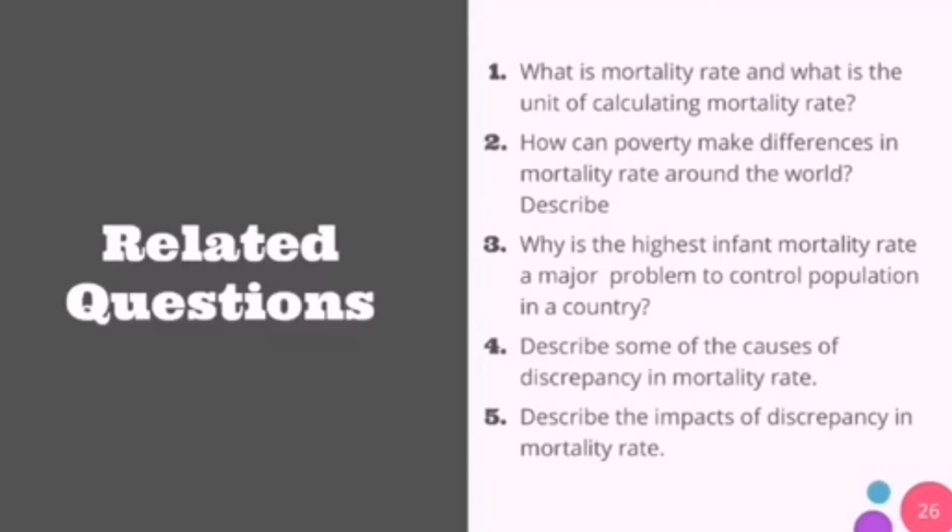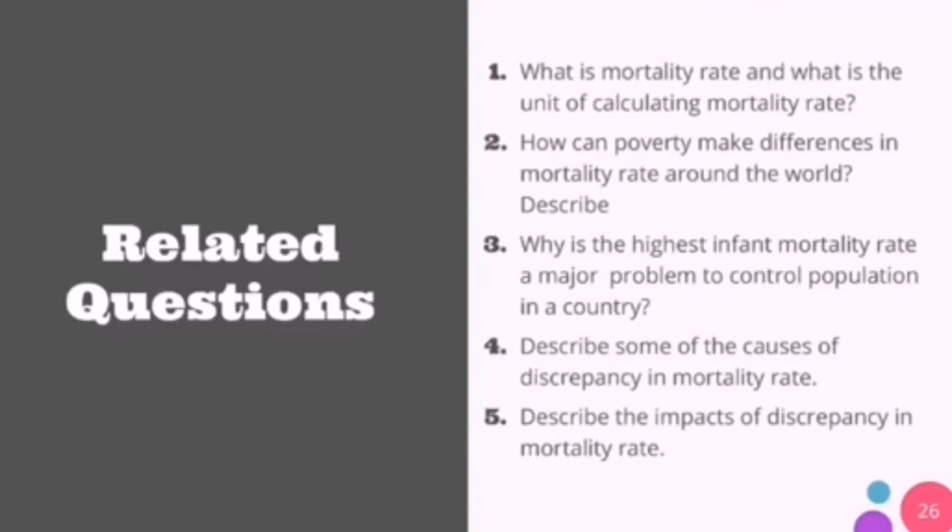Then, describe some of the causes of discrepancy in mortality rate. And then, describe the impacts of discrepancy in mortality rate. Now I will be answering the RQs so that you will find it easier to learn. The first answer of the first RQ: here you have to give the definition of mortality rate.